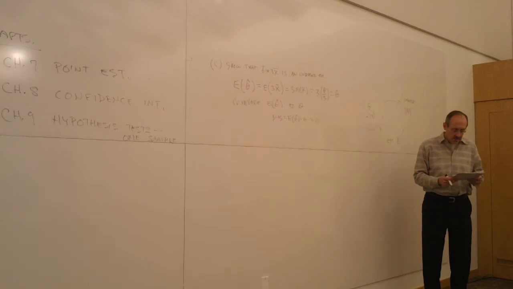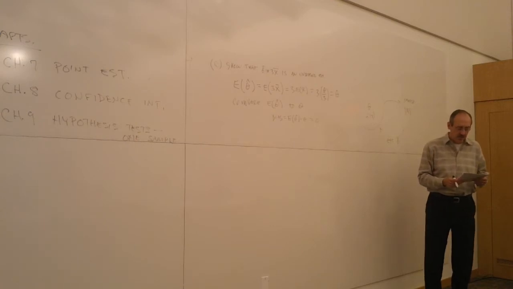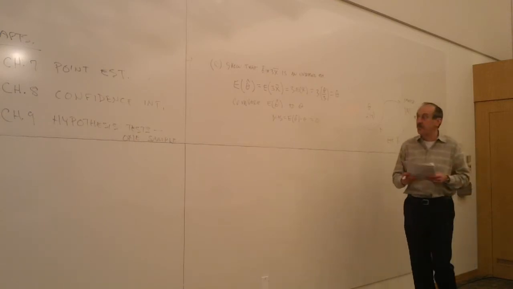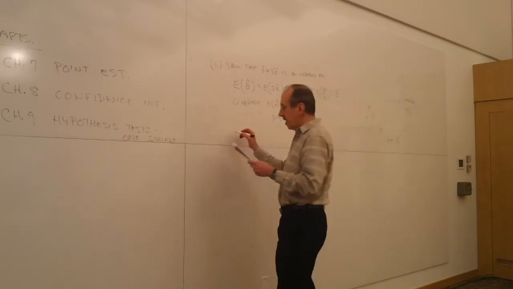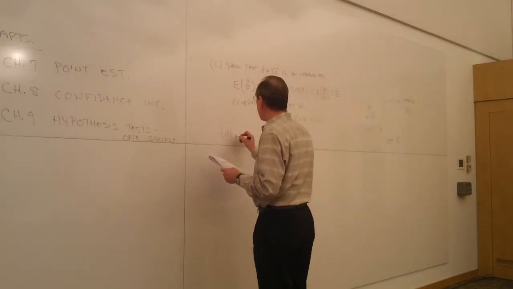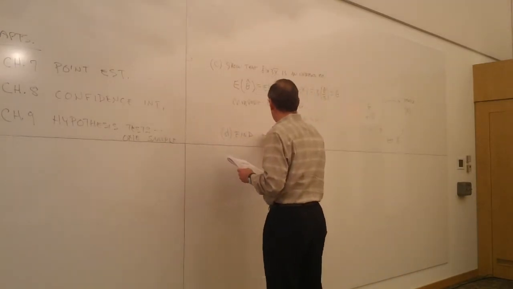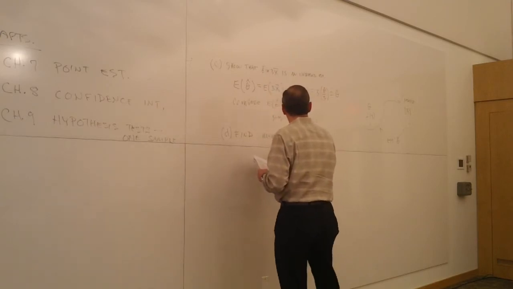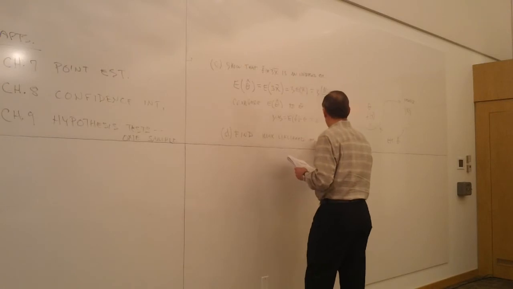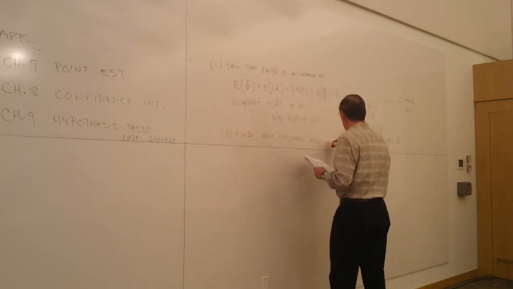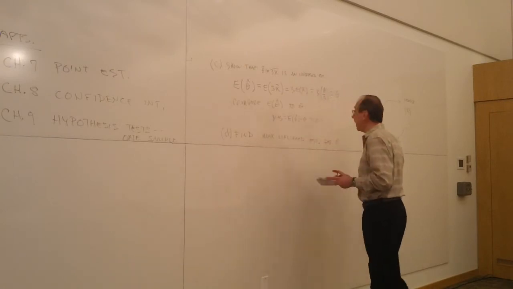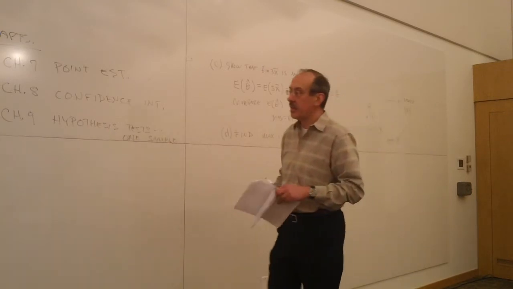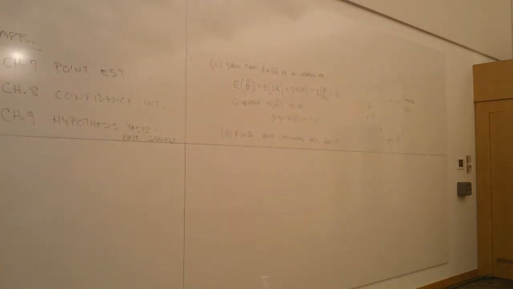Okay. Now the interesting part, or the confusing part, depending on your point of view. Part D, which is find the maximum likelihood estimator for theta. Okay. So let's take a minute and go over maximum likelihood estimators before we solve for this one in particular.